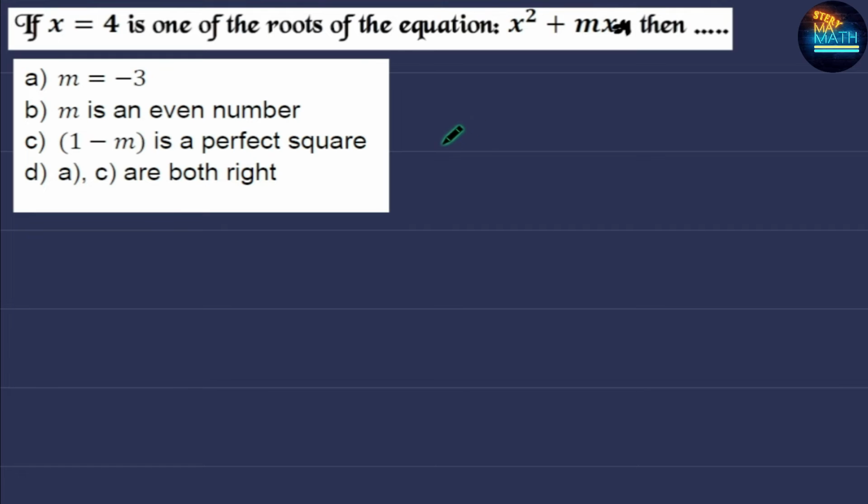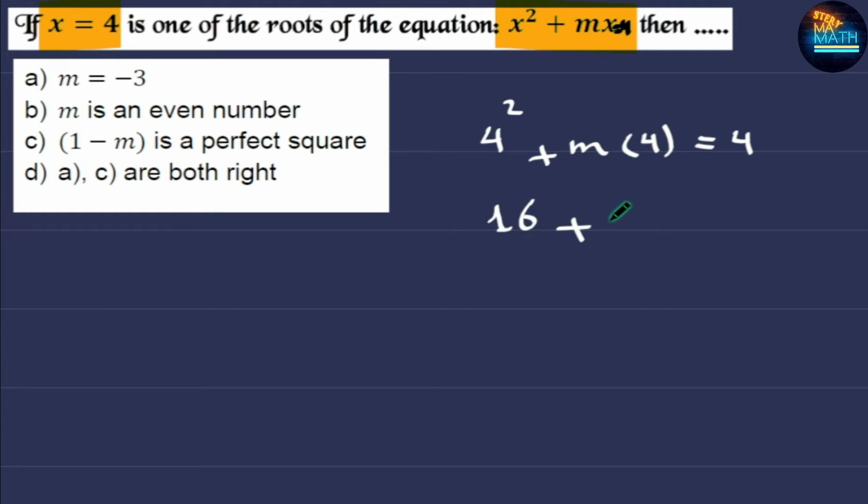Back to the question, he mentioned that x is equal to 4 is one of the roots, and that means 4 satisfies the equation. I mean that we can substitute x with 4 in the equation. So 4 to the power of 2 plus m times 4 is equal to 4. 4 to the power of 2 is 16, plus m times 4 is 4m, is equal to 4. Now you can move 16 to the other side in the opposite sign. You get 4m is equal to 4 minus 16.